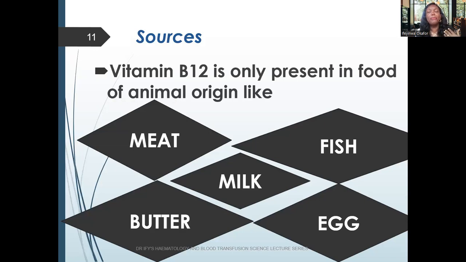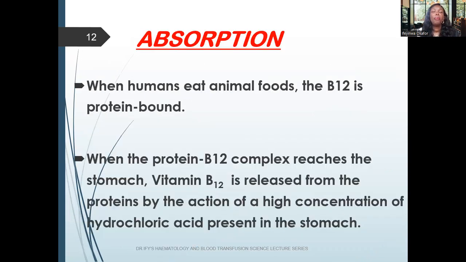Therefore, human beings primarily get their vitamin B12 or cobalamin by eating food from animal origin, like meat, fish, milk, butter, egg. Now we've looked at sources of cobalamin. Remember I said you cannot get it from leafy vegetables. Vitamin B12 cannot be found in cereals or leafy vegetables, only from food of animal origin.